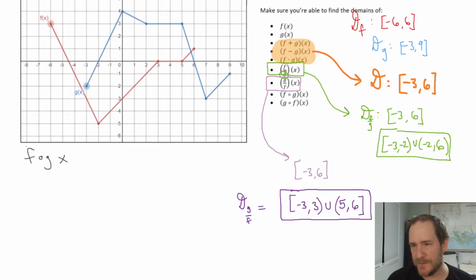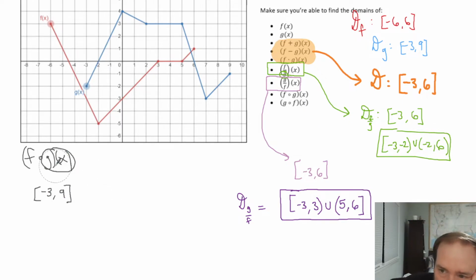So if you're doing F composed with G, then for the first time, the intersection of the 2 domains from before, that's not our starting point anymore. Our starting point is to just make sure we satisfy the inner function, which is G. So we take as our starting point the domain of G, which is -3 to 9. Then from there, we have to make sure that none of the inputs go into G and then turn into outputs that can't be plugged into F.